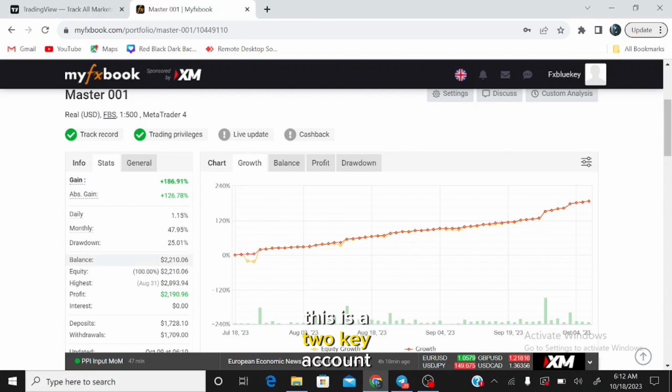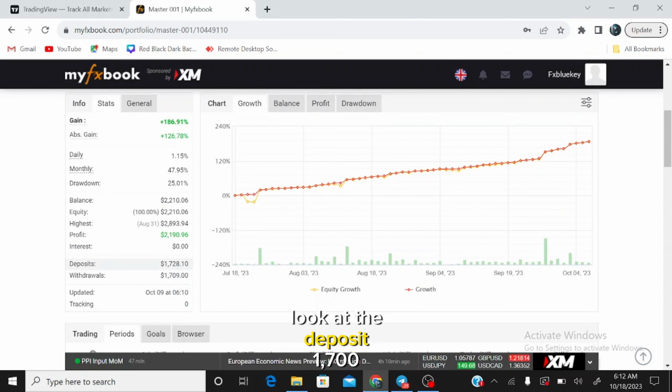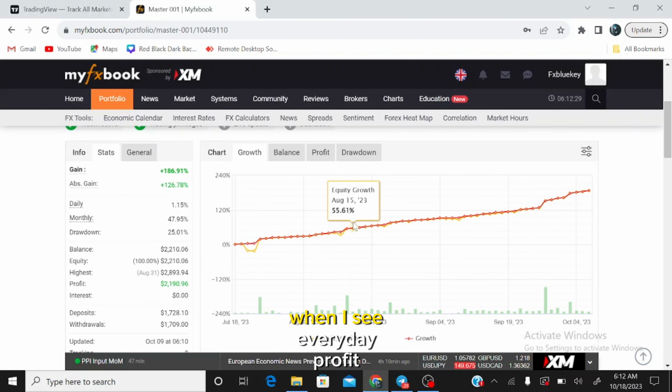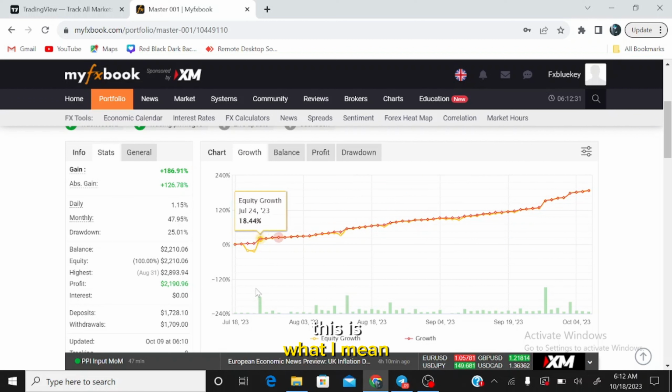Now this is a 2k account, $2,000, and you can see the profit that has been made on this account. Now we have $2,000, and I think it's about 1,000 plus, and then we have a total profit of $2,190 on this account. Look at the deposit, 1,700. Look at the withdrawals made on this account, total withdrawals 1,700, guys. When I say everyday profit, this is what I mean. This is exactly what I mean.